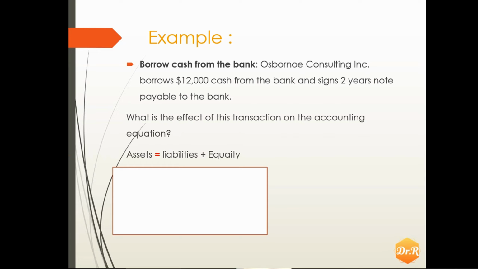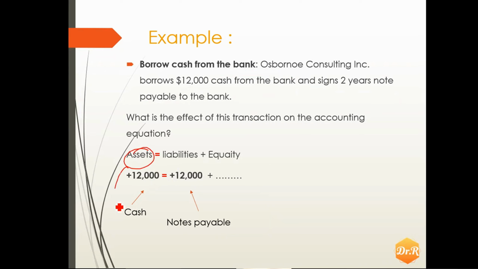Another transaction, borrow cash from the bank. This company borrowed 12,000 US dollars cash from the bank and signed a 2-year note payable to the bank. What are the two accounts involved? Which one increases, which one decreases? Under assets, we have cash increased 12,000. Under liabilities, we have notes payable increased 12,000. Our accounting equation stays correct.